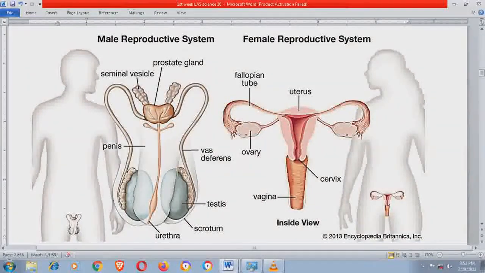So, pregnant yung babae. So, we have the cervix here, we have the vagina. This is the part where the penis is received, no? Ayan, you have the fallopian tube.